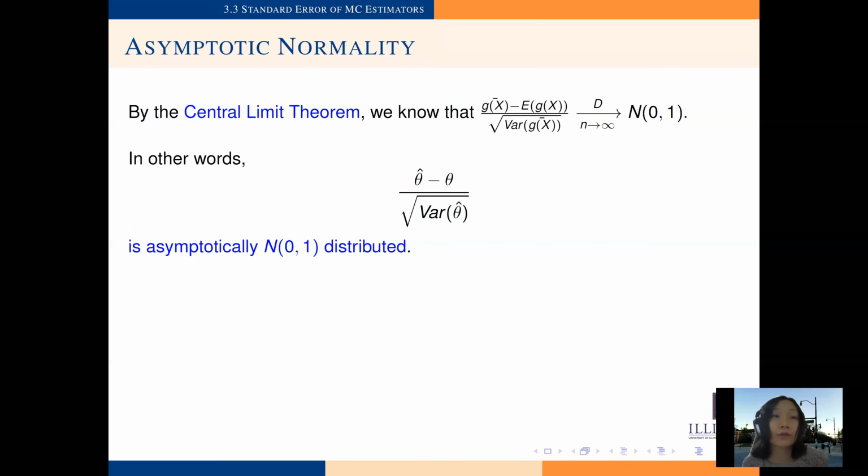So in your 410, you probably learned about the central limit theorem, which tells us that as n goes to infinity, as our sample size goes to infinity, the sample mean minus the theoretical mean divided by the square root of the variance of the sample mean will converge in distribution to the standard normal distribution. In our case, this will mean that theta hat minus the true value theta divided by the square root of the variance of theta hat is asymptotically normal 0, 1 distributed.